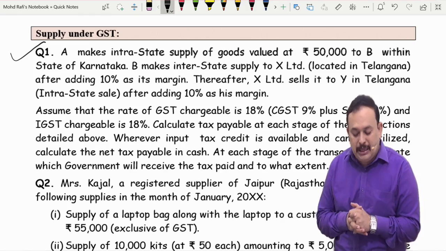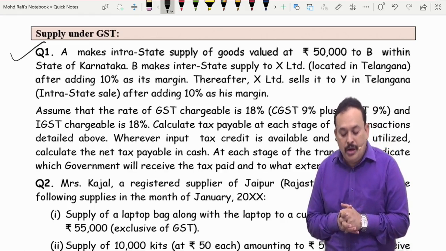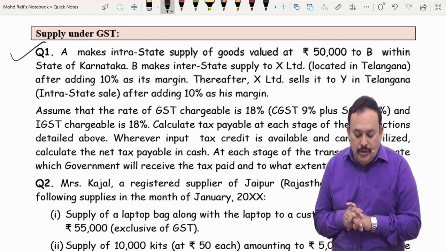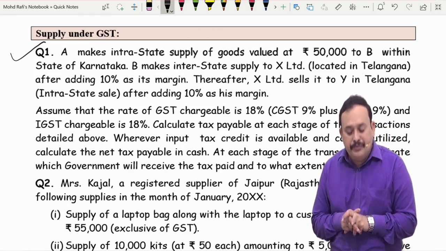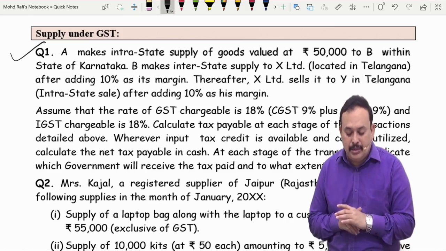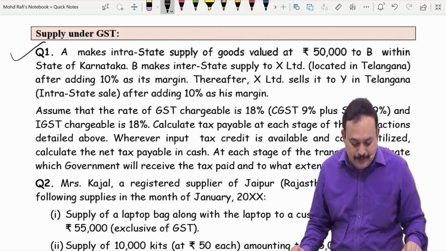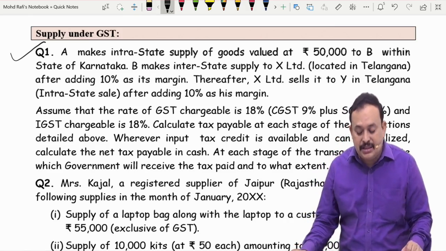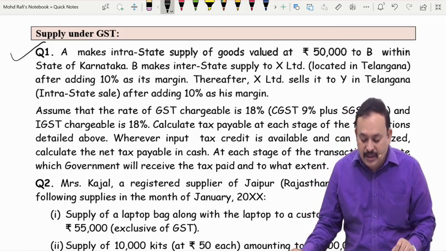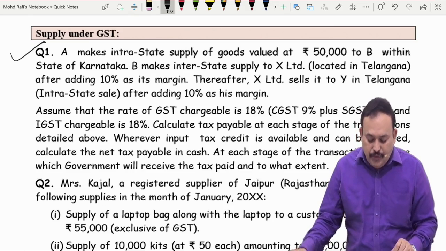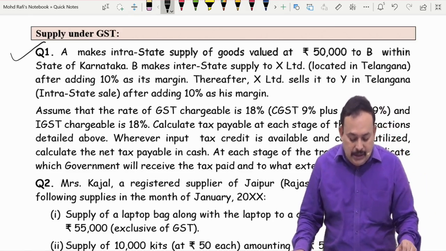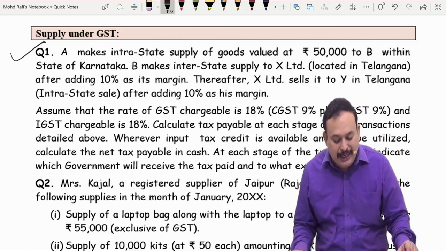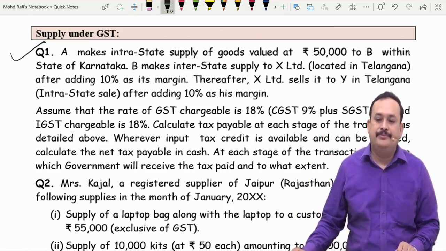Calculate the tax payable at each stage of the transaction detailed above, wherever input tax credit is applicable and can be utilized. Calculate the net payable in cash at each stage of the transaction. Indicate which government will receive the tax paid and to what extent.